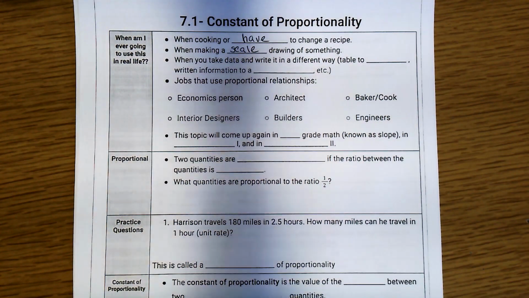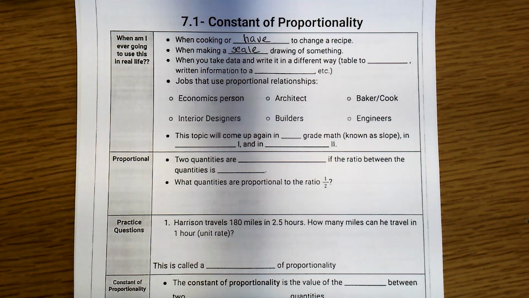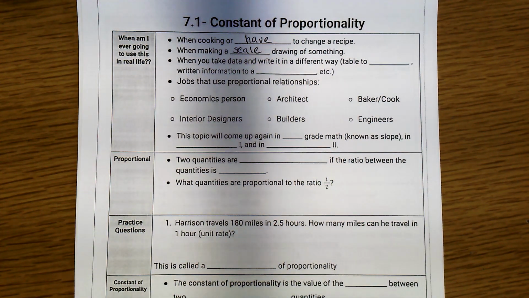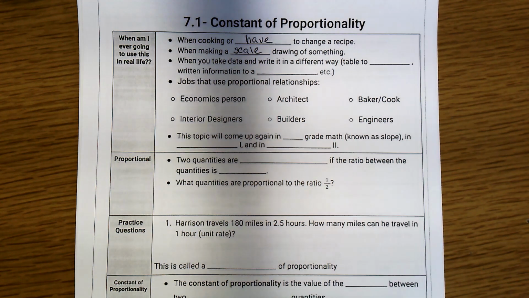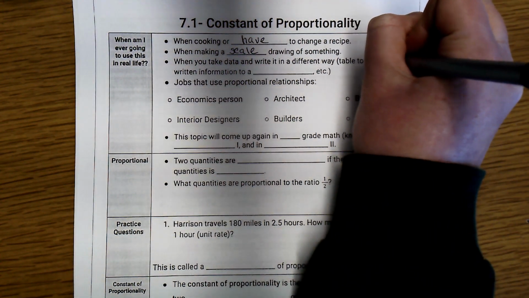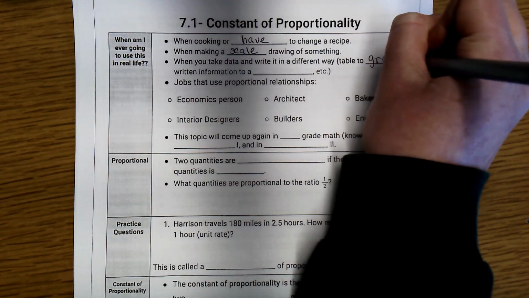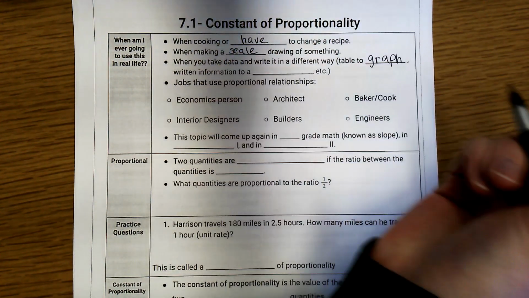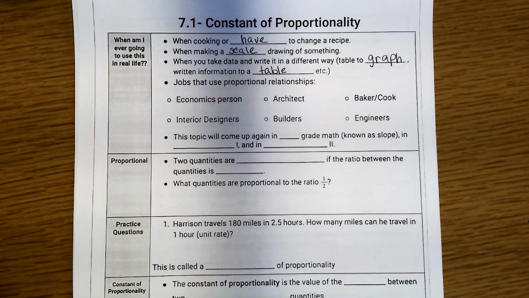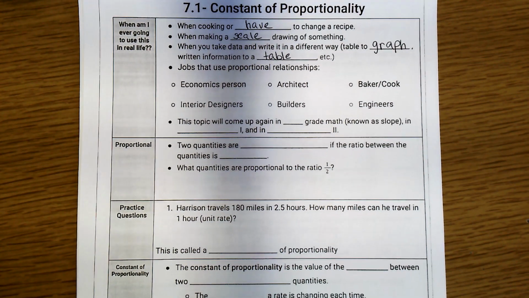Part of this unit will also be taking tables, graphs, and equations and being able to write those other representations when given one of them. So we're going to take data and write them in different ways. We'll write tables as graphs. We'll write any written information as a table, and so on until we have all of our different representations.